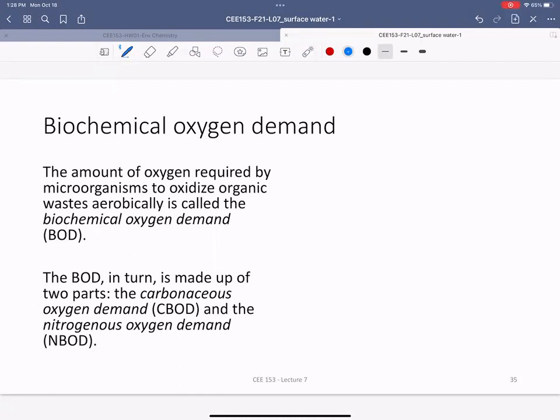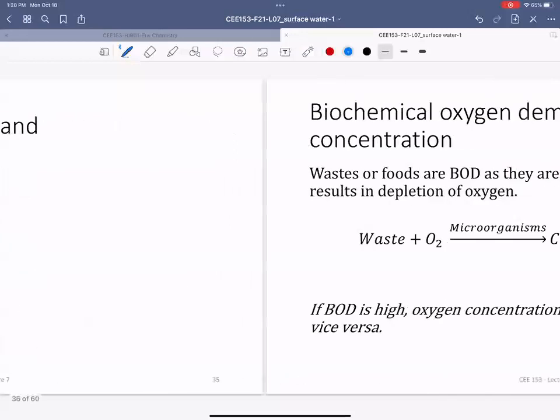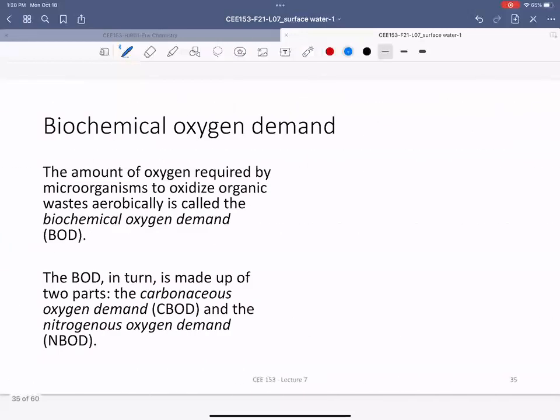So you have to account for both. What's the rate at which oxygen is getting into water? How much oxygen is being consumed in water? So that's basically what we are going to calculate in the next few slides. So the amount of oxygen required by microorganisms to oxidize organic waste aerobically, the reason it's called aerobic is because you are exposed to oxygen, is called biochemical oxygen demand.